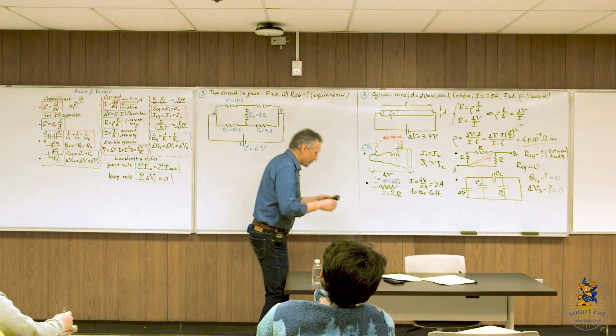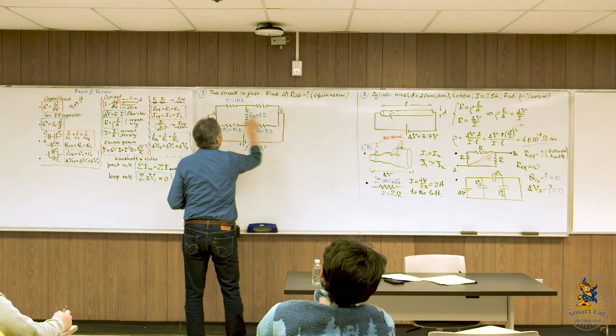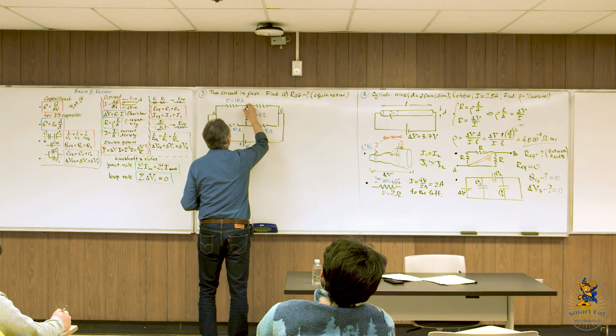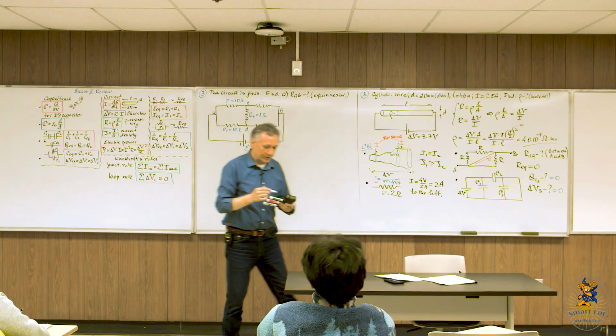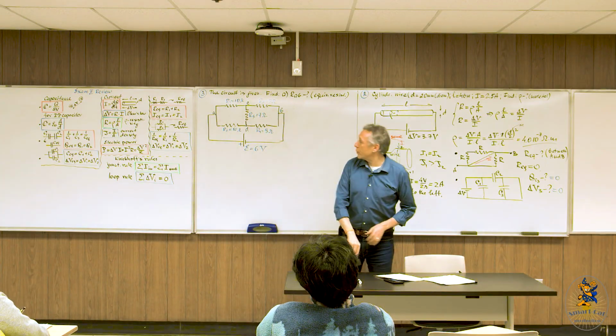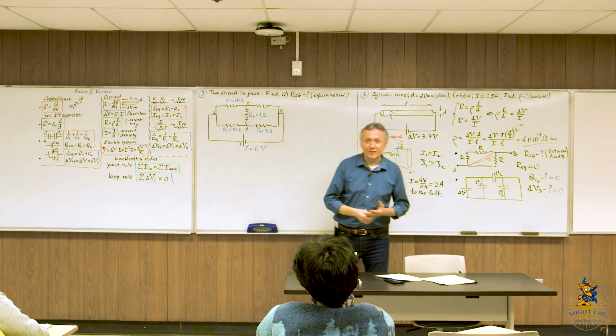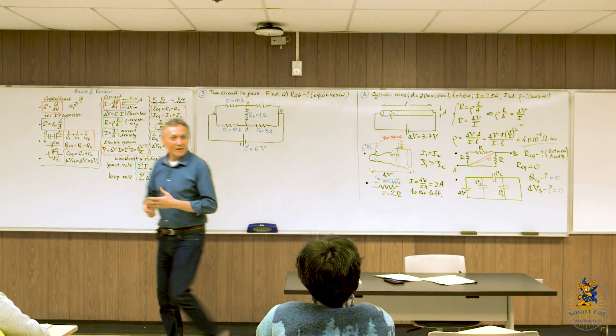Maybe I can label more points. So we have this point A, this point B, and let's say this is point C, and this is point D. Let me just label all the points, actually all junction points, right, which we have in this circuit. So any?